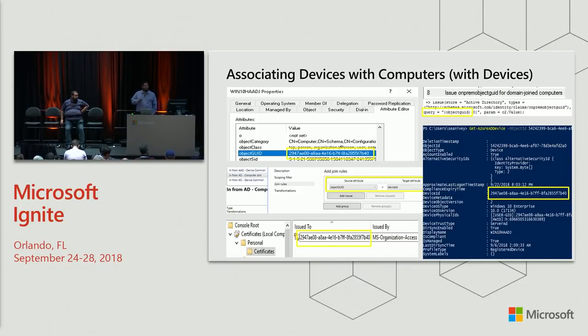It's a little bit different in Windows 7. In Windows 7, it's not actually in the computer's local certificate store. It's in the user's local certificate store. But for all intents and purposes, everything else that I'm showing here is essentially the same. We're still using the object GUID of the domain joined computer account to seed the device ID within Azure Active Directory.